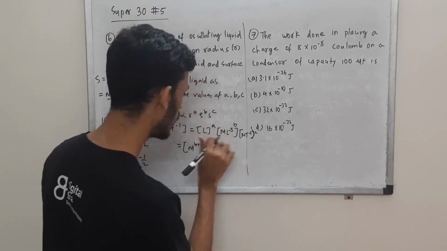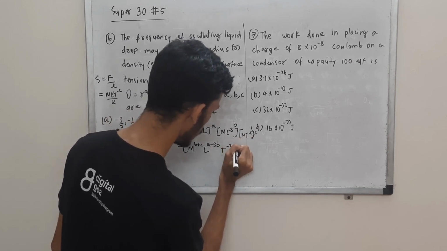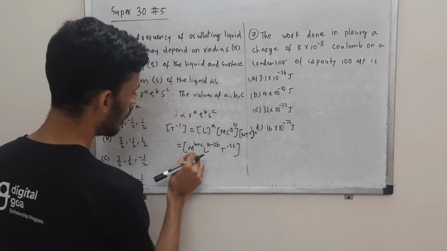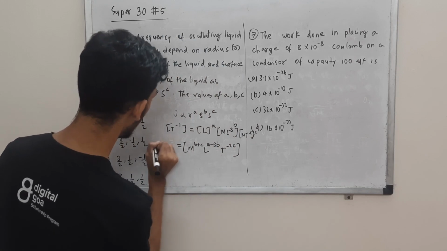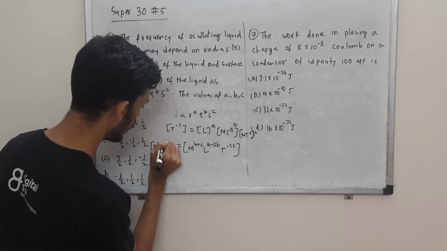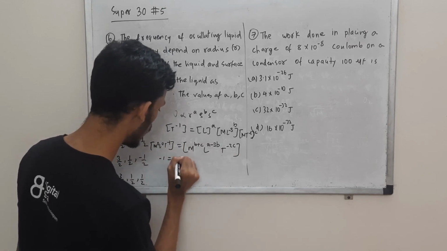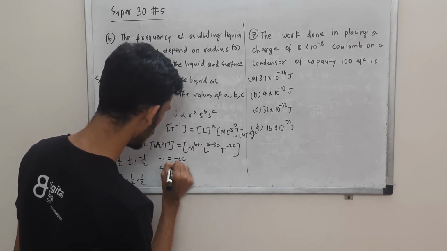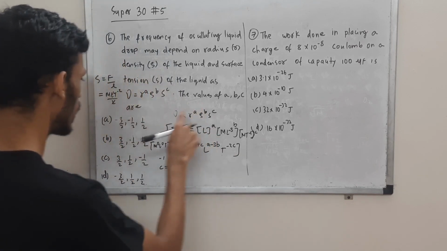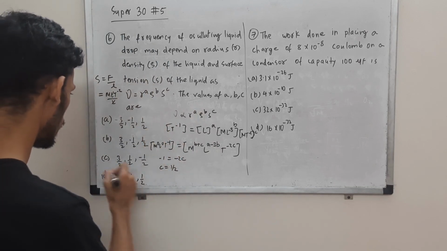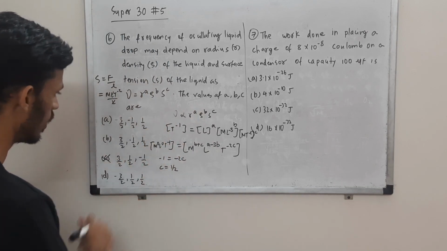Let's come to time. Time is only there in this term, minus 2c. So let's compare the coefficients on both the sides. Here it is basically m0, L0, t raised to -1. So we can compare t first. We'll get -1 is equal to -2c, meaning c is half. This option is incorrect.